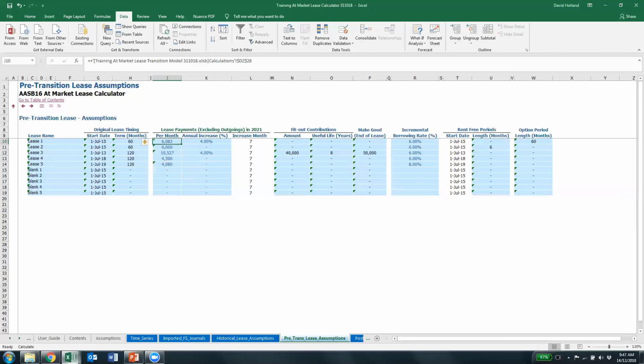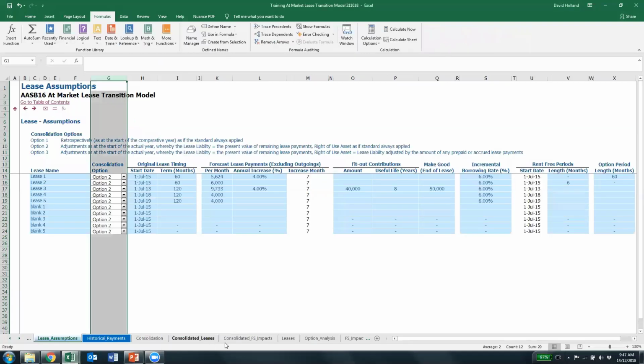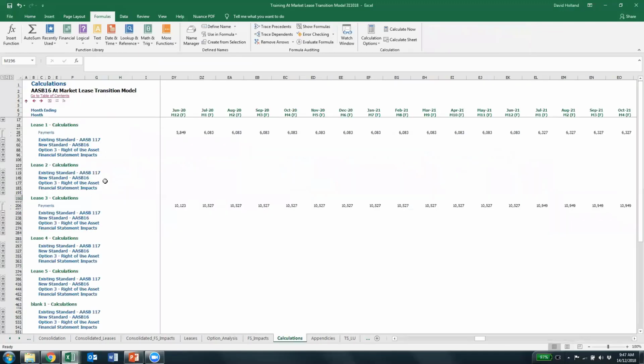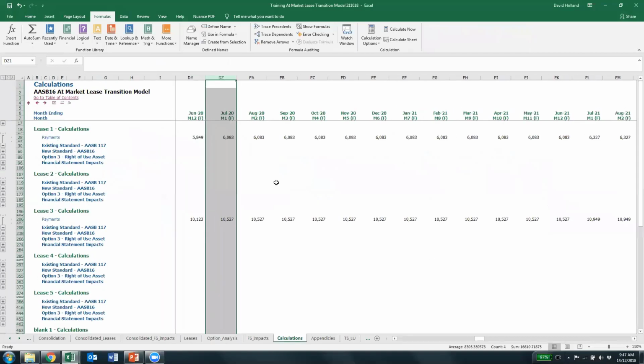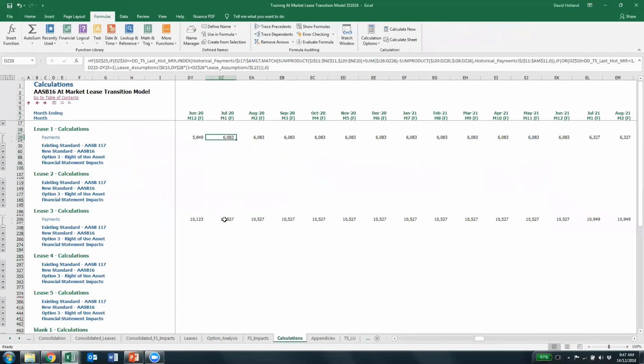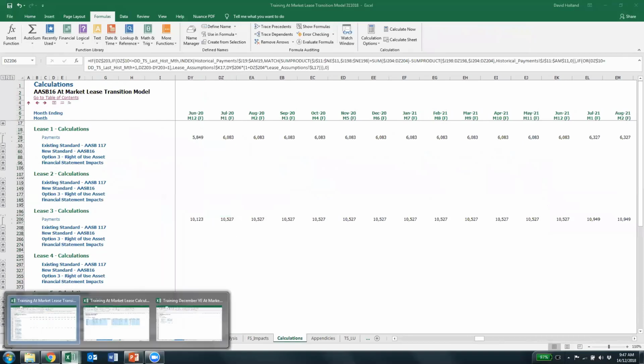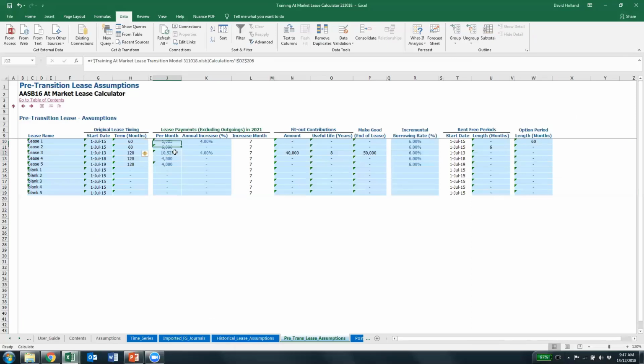Now, you can calculate these or you can link them. I've linked mine, and the way to link it is to go back to your transition model, go across to your calculations tab, expand out your different lease payments, and you'll see that here we've got payments and we're looking for this number here, July 2020. And that will give you the correct payments that you need to bring across into your calculator model.